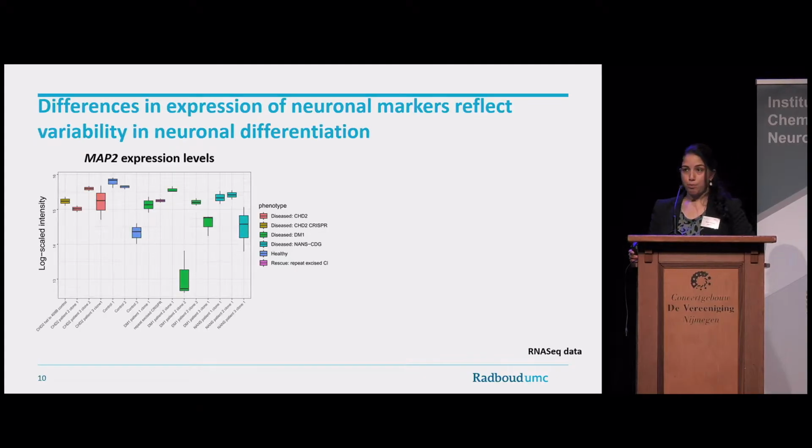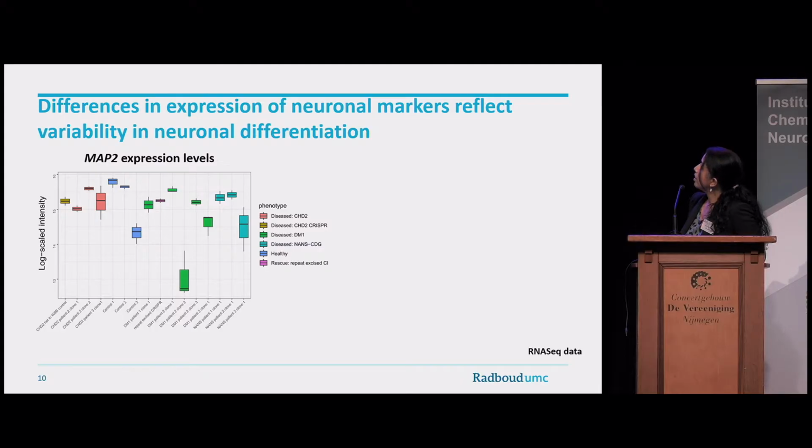So we started looking at the neuronal differentiation markers. Here you will see on the box plot the expression levels of MAP2, which is an early neuronal differentiation marker. On the x-axis, you will see the different iPSC lines. On the y-axis, you see the log-scaled intensity. While all other lines perform well, there was this one line, DM1 patient 2 clone 2, which had a different expression level as compared to the others.